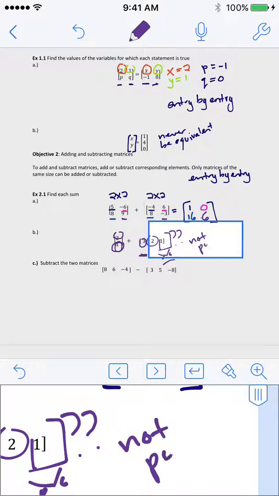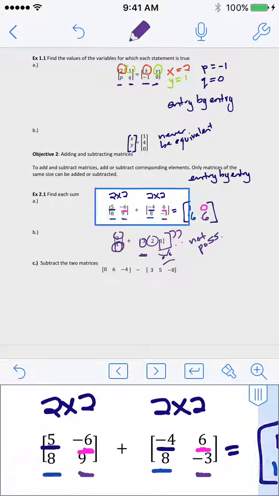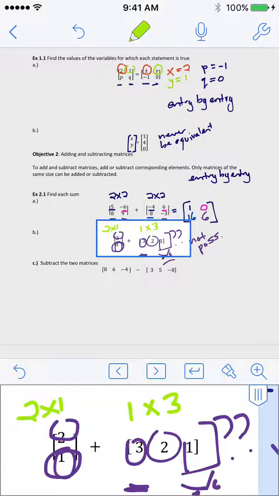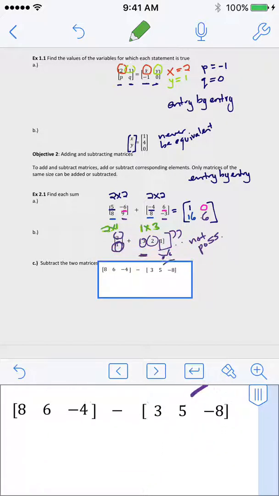Not possible. If they're not exactly the same size, we can't add them. This one is in fact a 2 row by 1 column and a 1 row by 3 column. Those two are not corresponding. They don't match at all, right? So we can't do that. So 2 by 1 and 1 by 3. All right, what about this third one?